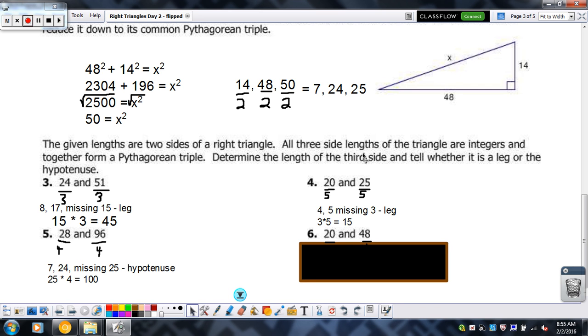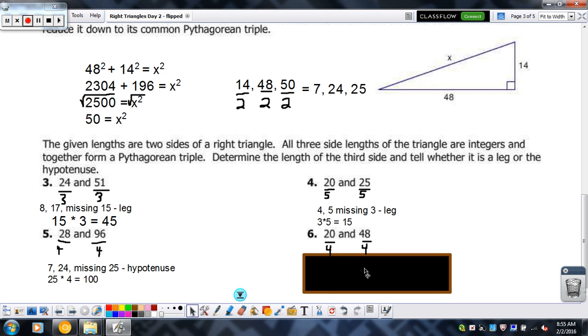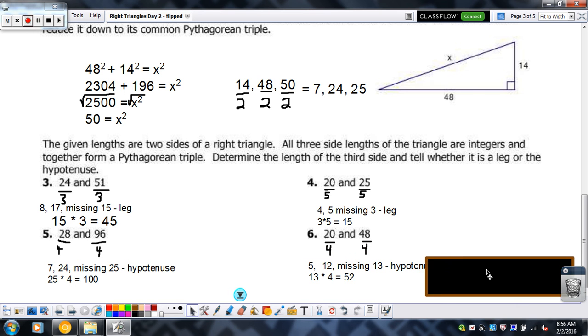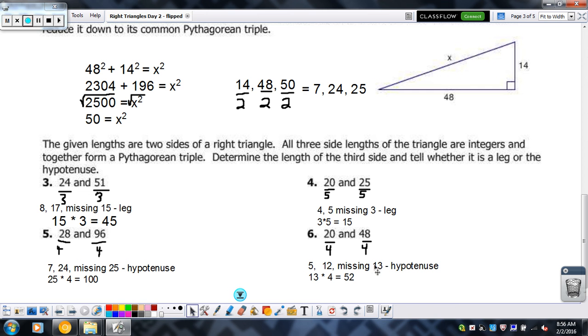Go ahead, pause the video, take a second, and try number 6 on your own. 20 and 48 are both divisible by 4. That leaves me with the side lengths 5 and 12. 13 is the common number that's missing. It's the largest of these three, so it must be the hypotenuse. Then to find the actual side length, we take 13 times 4.